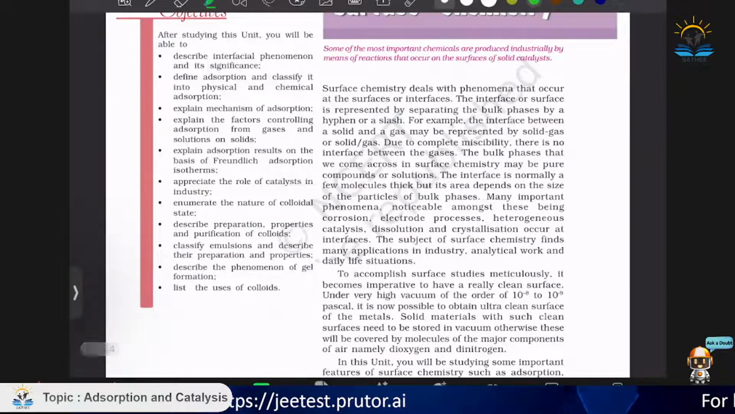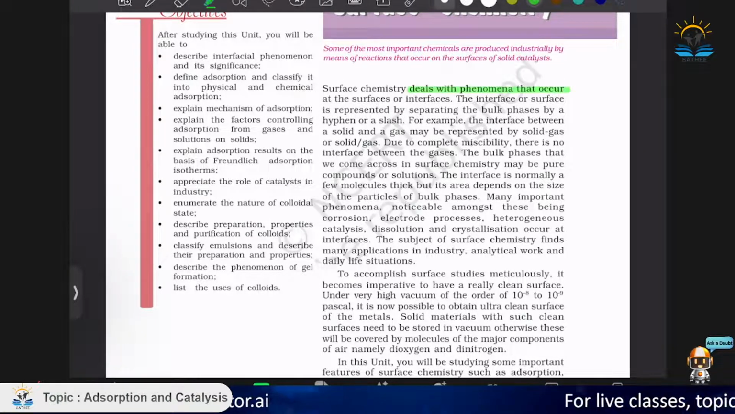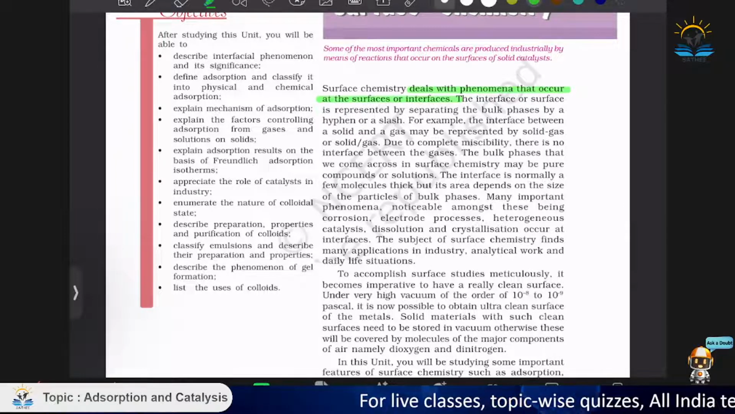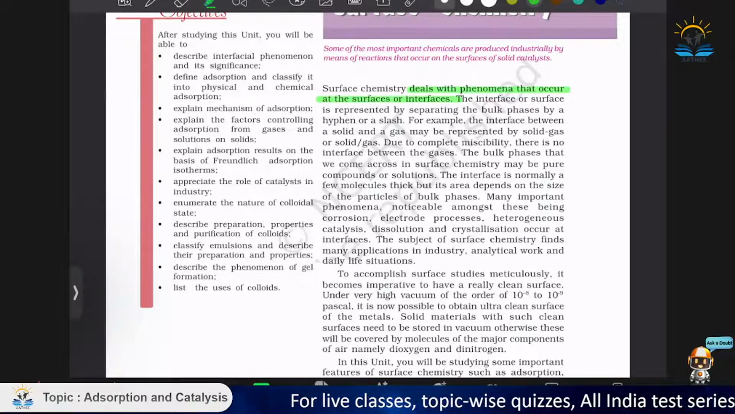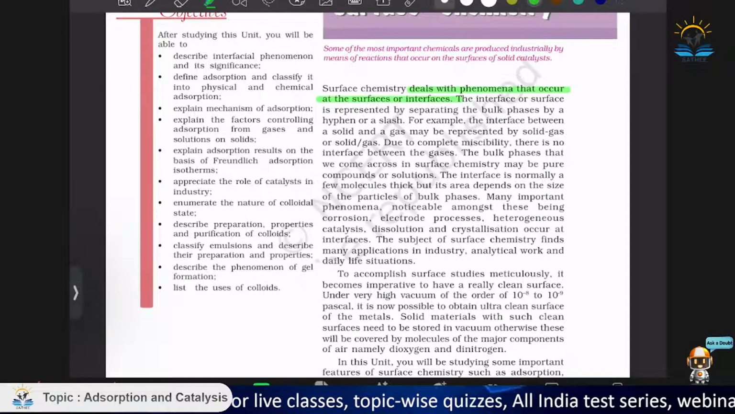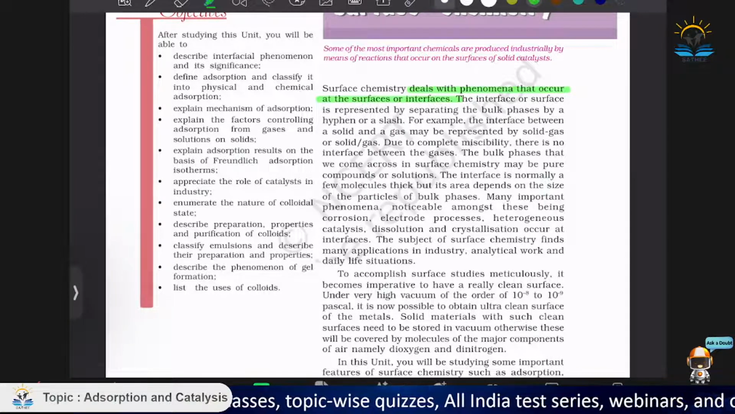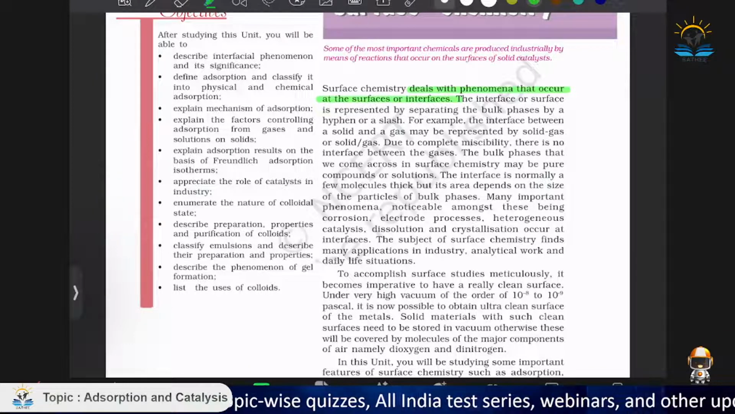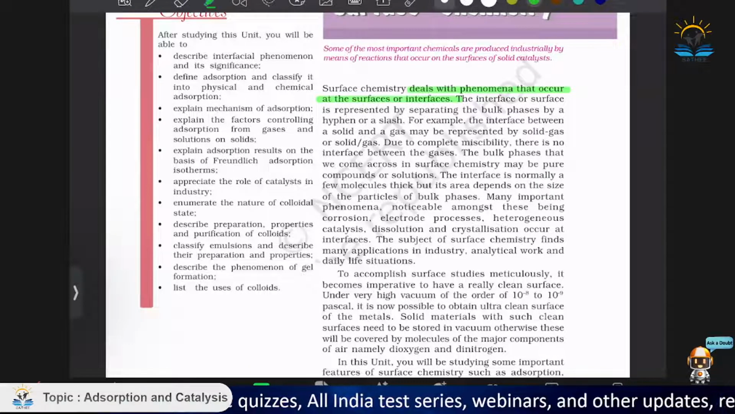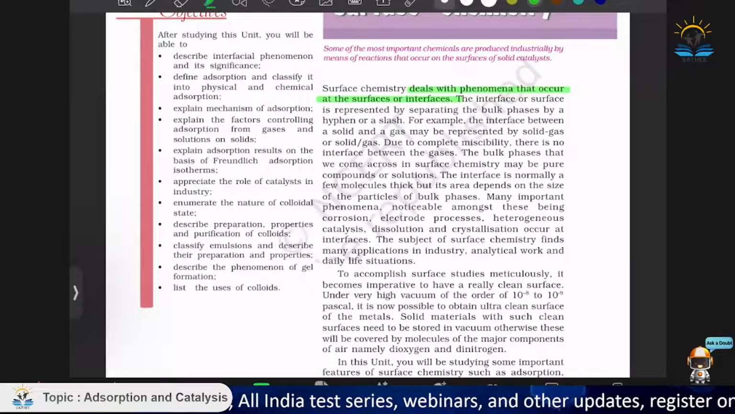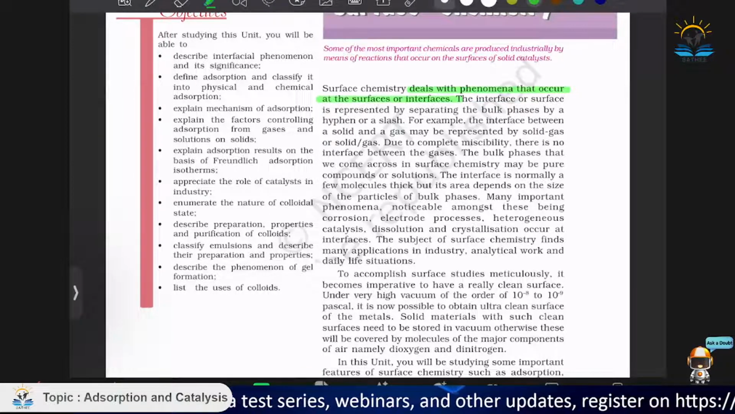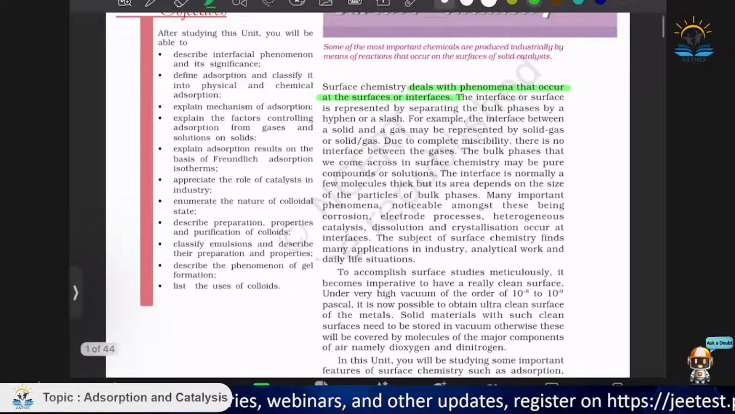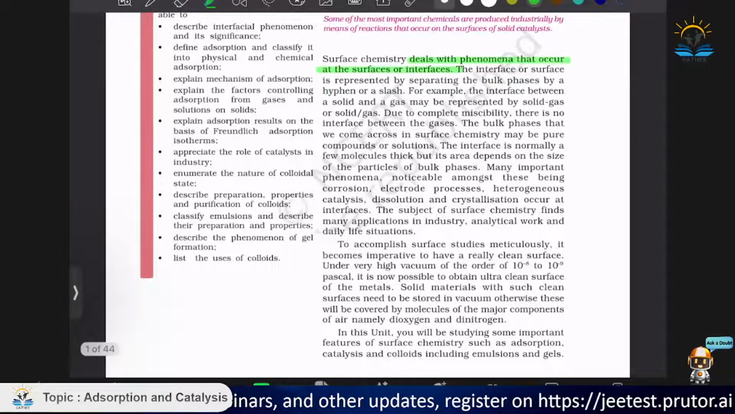So let's start with the definition of surface chemistry and what it deals with. It deals with all the phenomena that occur at the interfaces or surface. So what is an interface? It is a line which separates two different kinds of things. That is an interface. You can define it as the junction of two different media, two different bulk phases.